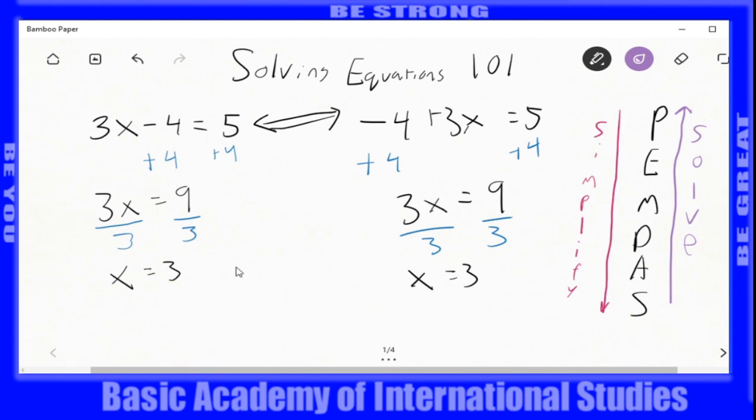So why are we doing it this way? Why do we get rid of that minus 4 first? And the reason is because what it's doing to this x is it's subtracting. And since we're trying to solve the equation, we're going to follow PEMDAS in reverse. And getting rid of subtraction is our first goal. Get rid of that subtraction. Let's look at the second problem.